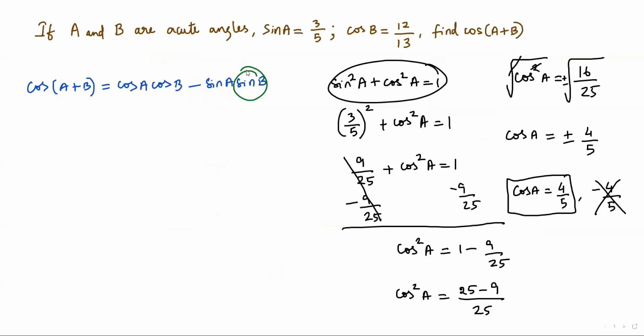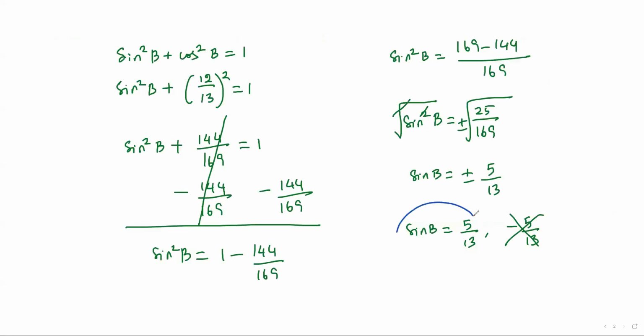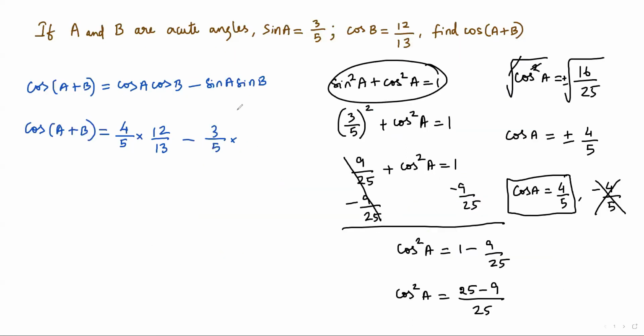Okay, so let's plug in the values that we have found so far. So cosine of A plus B equals, the value of cosine A is 4 over 5, we got over here. And the value of cosine B is given in the question itself, that is 12 over 13. Minus, the value of sine A is 3 over 5. And the value of sine B, we got it here, that is 5 over 13.